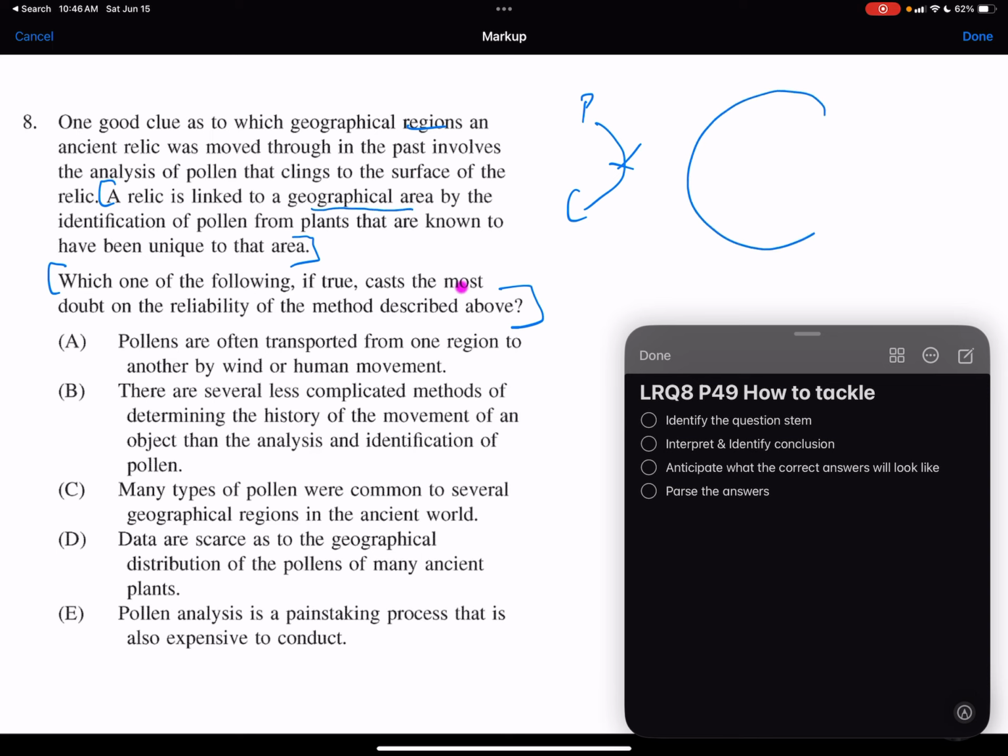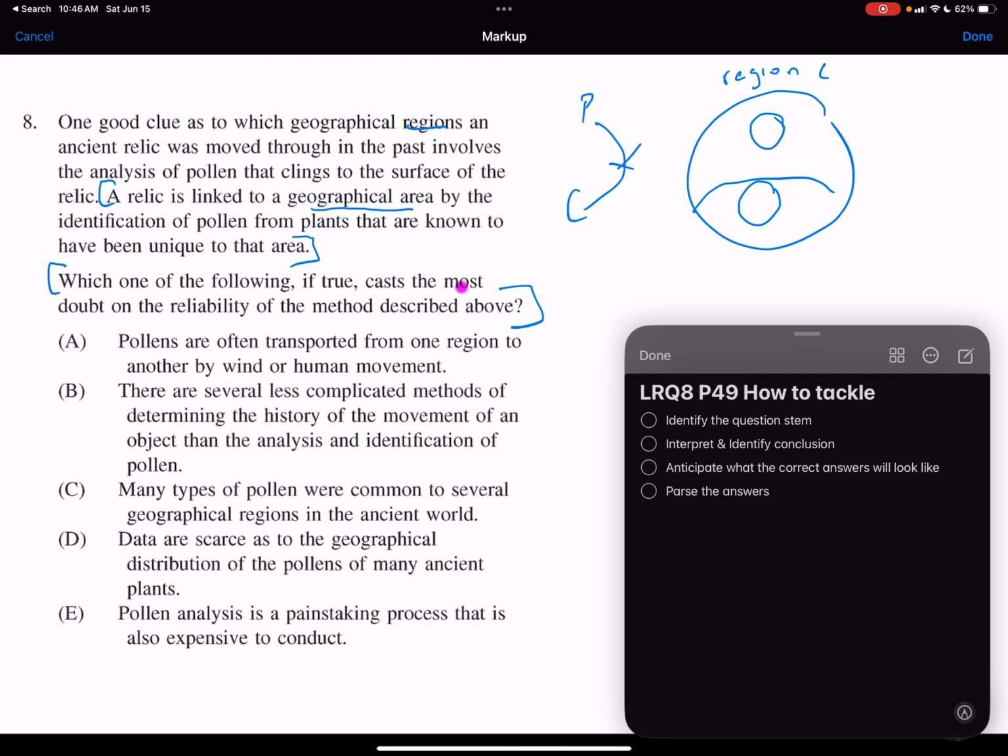So this is the continent or the country, a circle, right? Region, circle. Now, the claim is a relic is linked to a geographical area of a circle. This is south circle. Now, this is north circle. We jump from region to area.